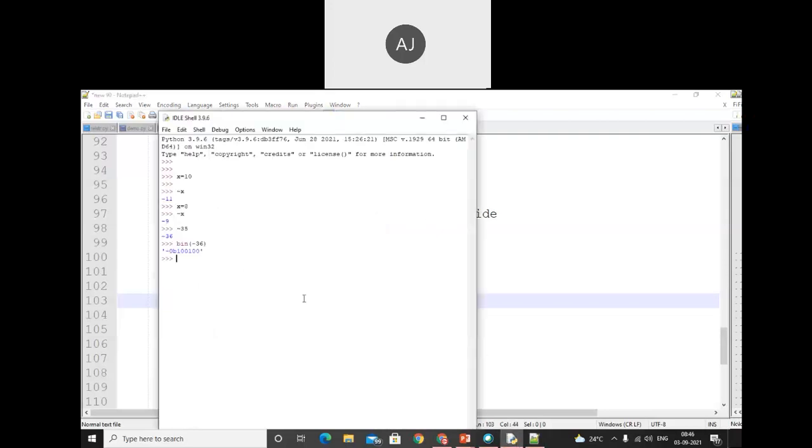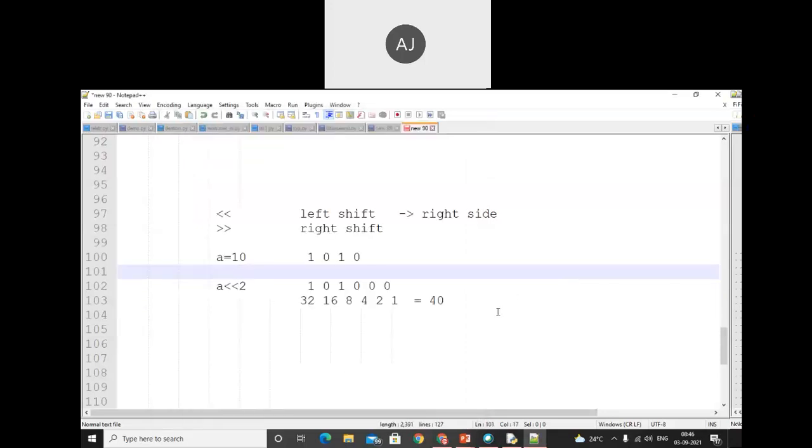So let's check out A left shift. What is A? A is equal to 10. A left shift. I'm explaining in a very easy way. Let's do another example. X is equal to 20. What is the binary of 20? So this one is the binary of 20.